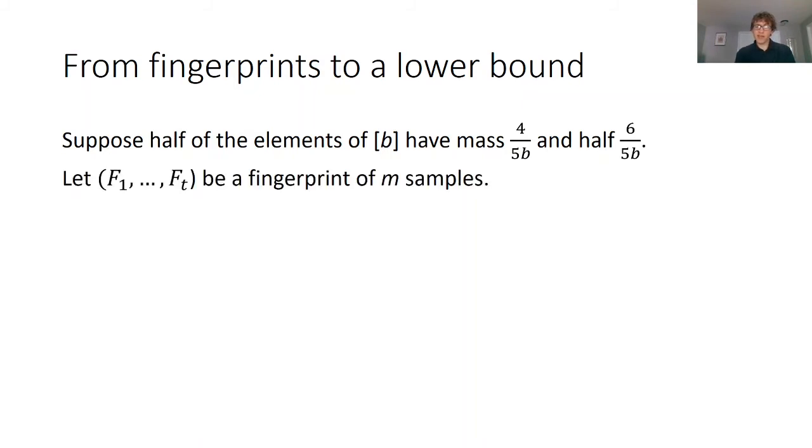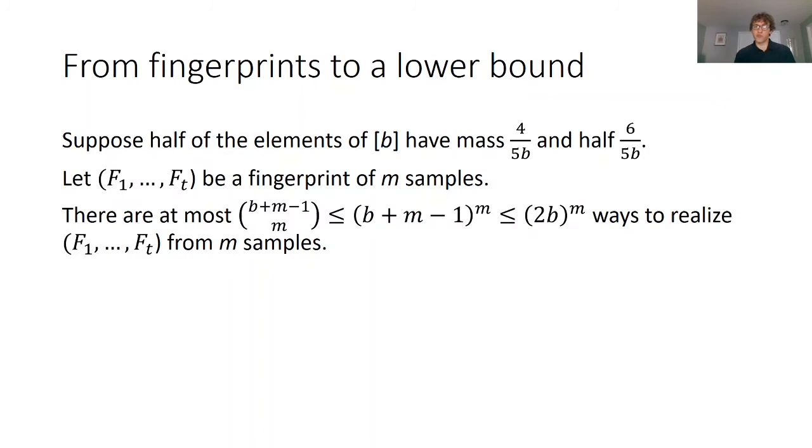And let's consider any possible fingerprint that we could possibly see. And we want to work towards what's the probability that we would actually see that fingerprint. We're trying to show that these distributions would be the same. So there are at most 2 times b to the m ways to realize this fingerprint from m samples by just doing some sort of stars and bars argument.